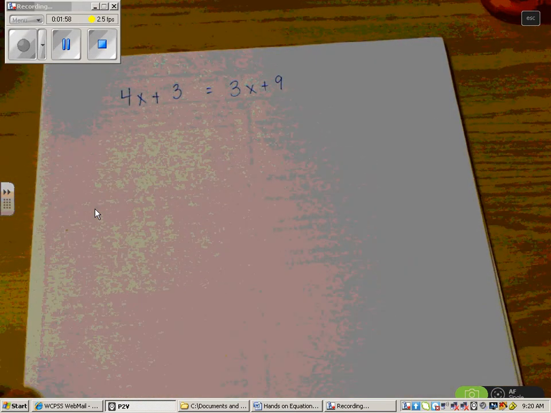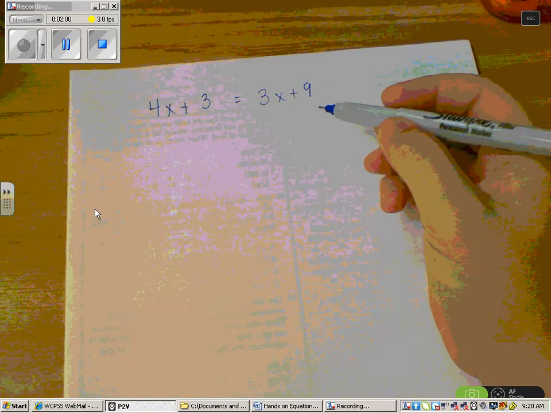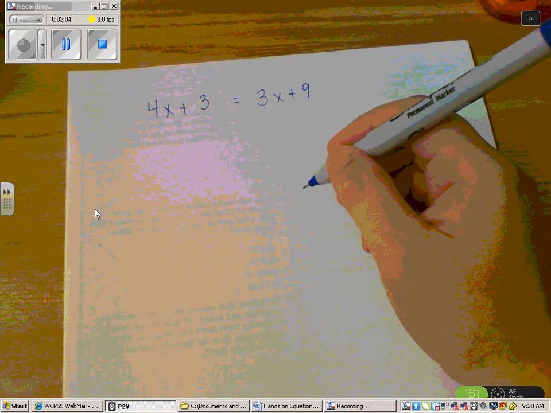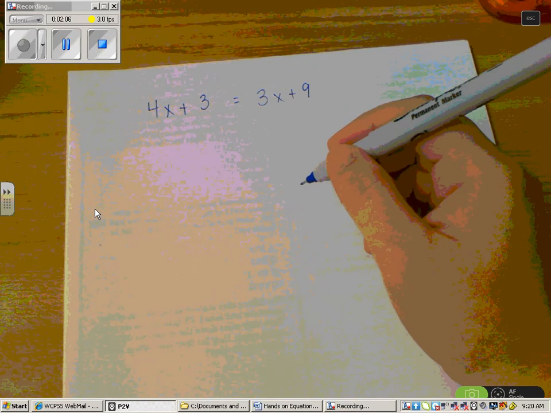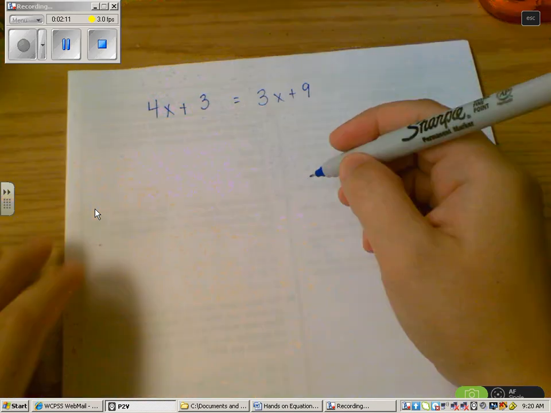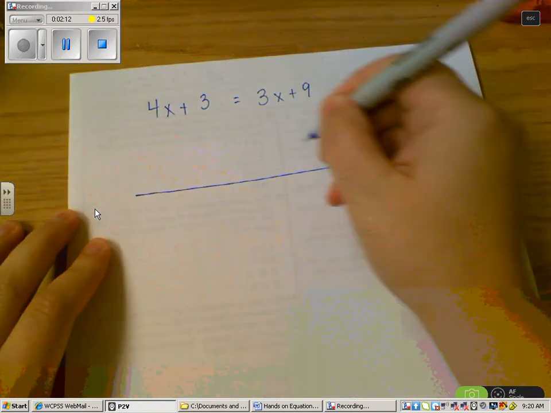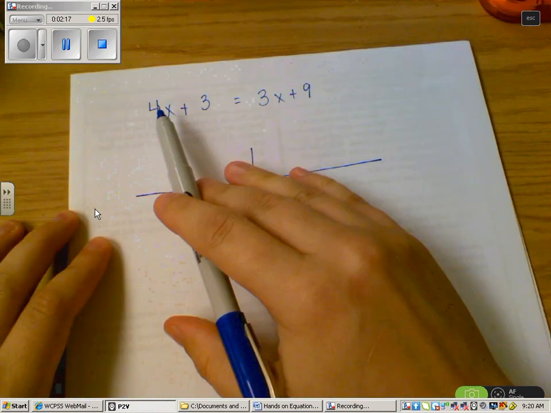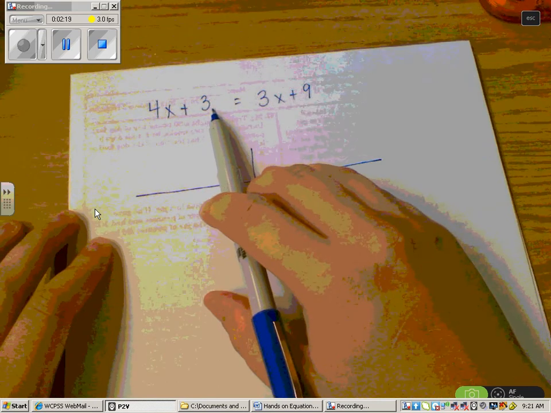Okay, our first problem is 4x plus 3 equals 3x plus 9. We're solving this using paper and pencil now. So the first thing that I'm going to do is draw out my scale. So we're still using pictures to solve the problems. There are two different ways that you can do this. There's my scale. I'm going to build my equation just like I did before.